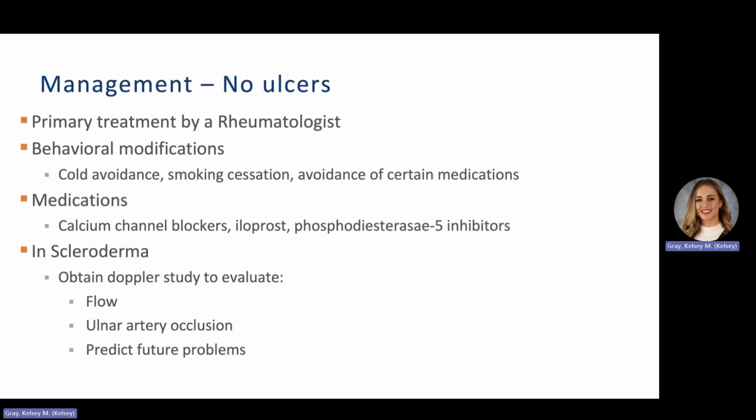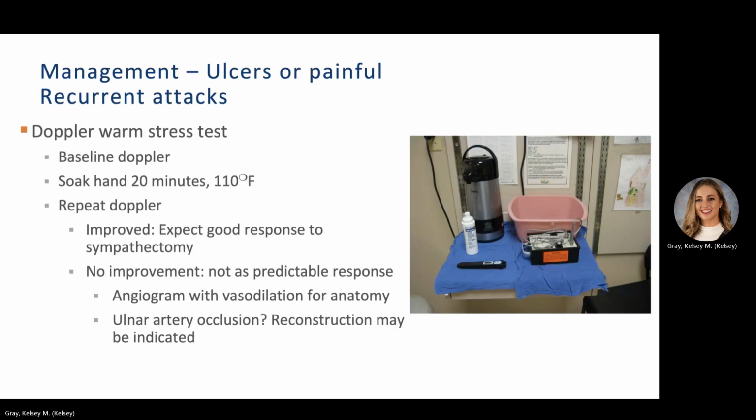Medications for management include calcium channel blockers, primarily nifedipine, iloprost, and phosphodiesterase 5 inhibitors. In scleroderma, you want to obtain a Doppler study to evaluate arterial flow, as well as if there is ulnar artery occlusion, which can assist in predicting future problems.